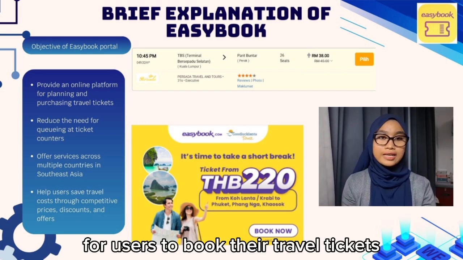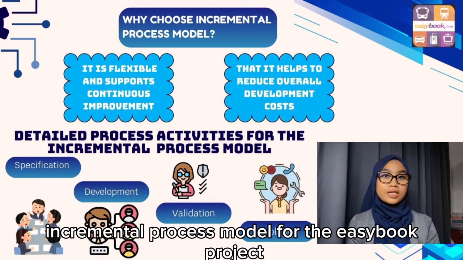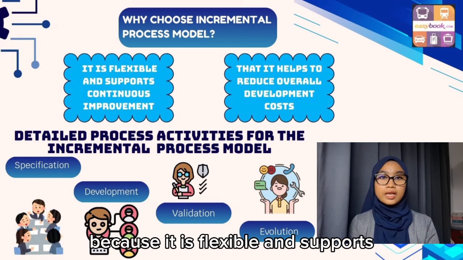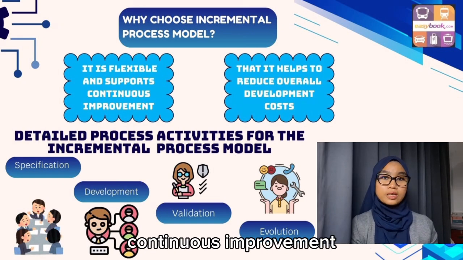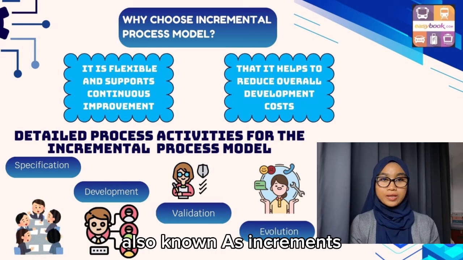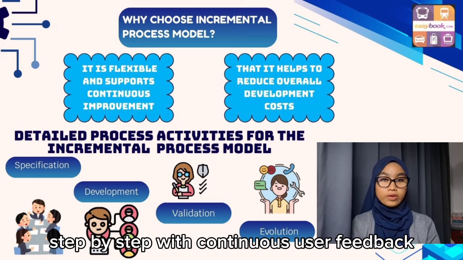book their travel tickets. Next, I will explain why we chose the incremental process model for the Easybook project. It is the most suitable model for Easybook because it is flexible and supports continuous improvement. In this model, the system is developed in small functional parts, also known as increments, and each part is improved step by step with continuous user feedback.